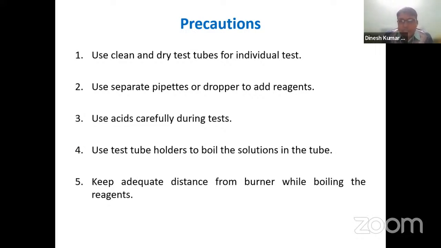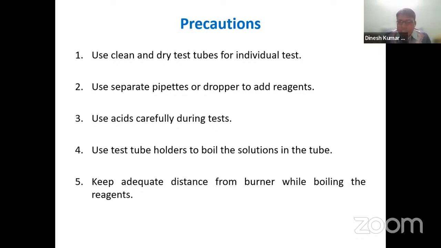These are the precautions that should be taken: use clean and dry test tubes for each individual test, and use separate pipettes or droppers to add reagents. Otherwise, if you use the same dropper for different samples, then they will be mixed, and the reaction or the colors may be different. Use acids carefully during the test so that they are not spilled on someone else, and use test tube holders to boil the solutions in the tube.